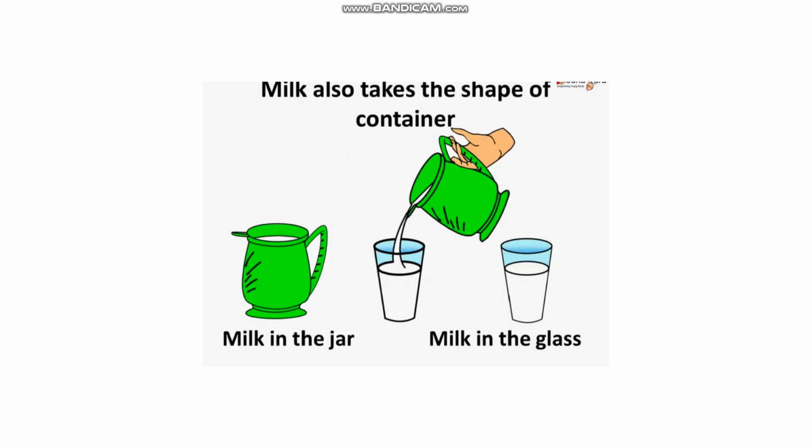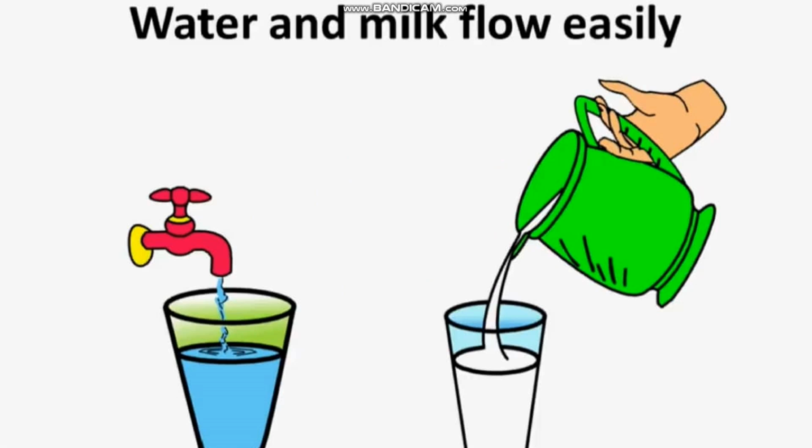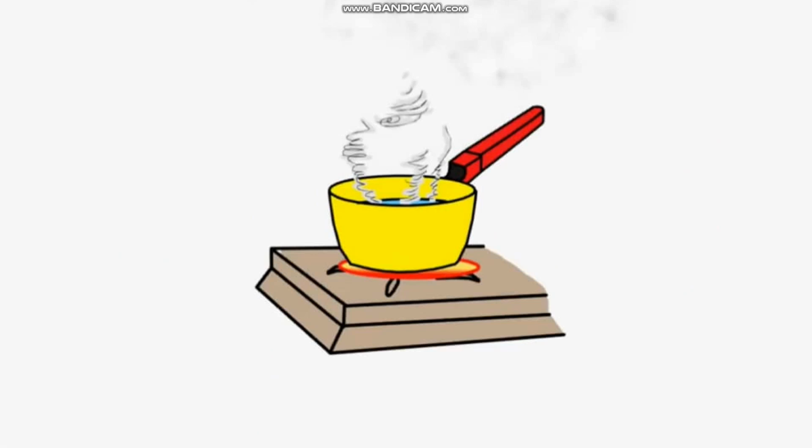Also, if we see, both water and milk flow easily. It is very easy to pour them. All these, water, milk, oil, have definite volume but no definite shape. Instead, they take the shape of the container and can flow easily. They are called liquids. So we can say water is a liquid.